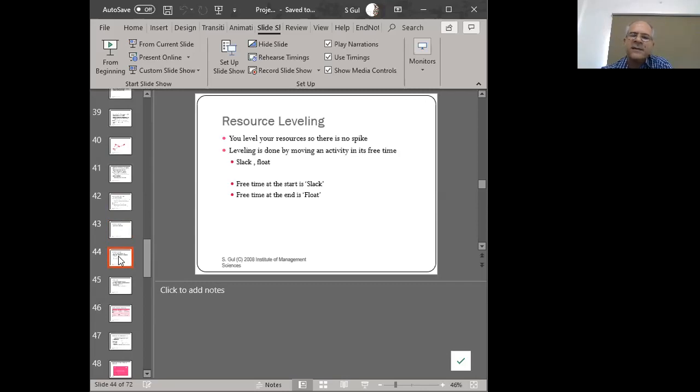And if you assign some task to somebody else along with me, then you have now loaded that activity with two individuals, right? Now we have to make sure that we're leveling these resources as well. So what do we mean by leveling? We have to make sure that there's no spike that exists. Right? What do I mean by that?